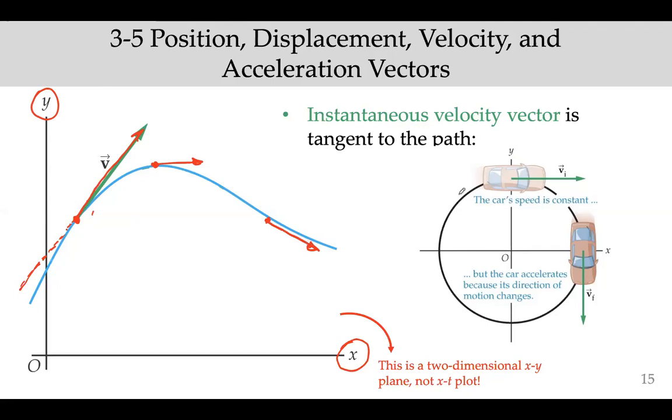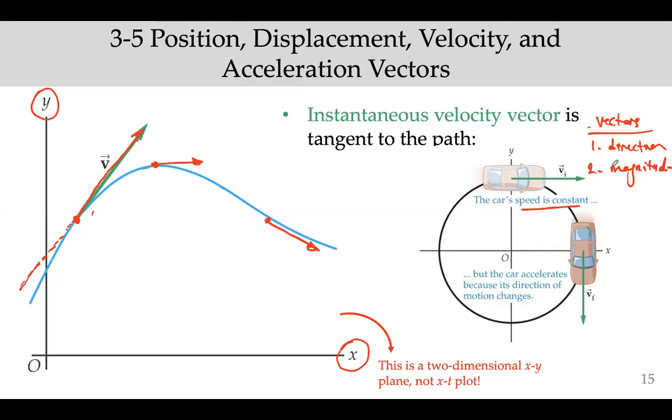And if you have a car going in circles with constant speed, constant speed means, let's say on the speedometer, you see 50 kilometers per hour. So the speed is constant, but the velocity is changing. Why? Because remember, vectors have two things. They have direction and they have magnitude.